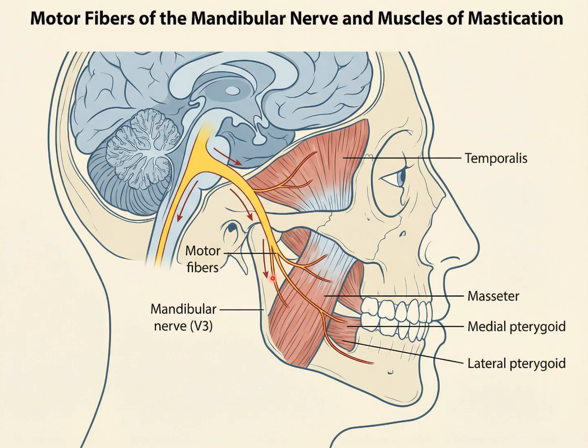Talking about the motor fibers of the mandibular nerve, it supplies the muscles of mastication, that is the masseter muscle, the temporalis muscle, the medial pterygoid and the lateral pterygoid muscle. Also it supplies the mylohyoid muscle, anterior belly of digastric, along with tensor veli palatini and tensor tympani.